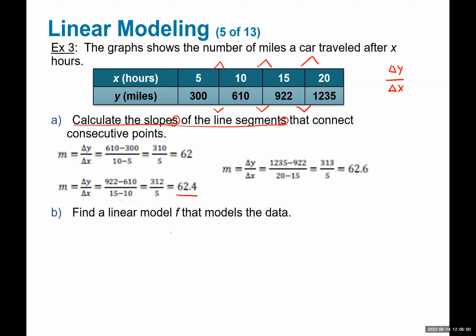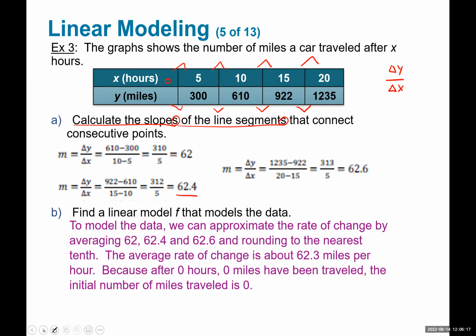So find the linear model that models this data. Well, if it was a straight line, we just take the 62 and then work backwards to find 0 and go from there. But in this data, we're going to have to do it a little bit differently. To model this data, we can approximate the rate of change by averaging these together to find the average rate of change. That's like how the average number of people in the house was 30.2, and you can't have 0.2 person, from example 1. So we'll find the average, and the average is about 62.3.